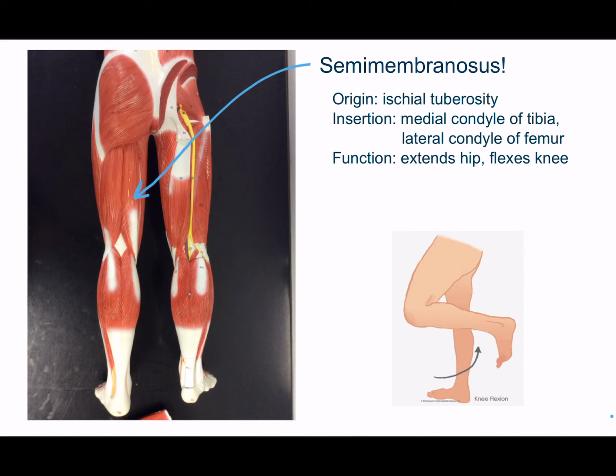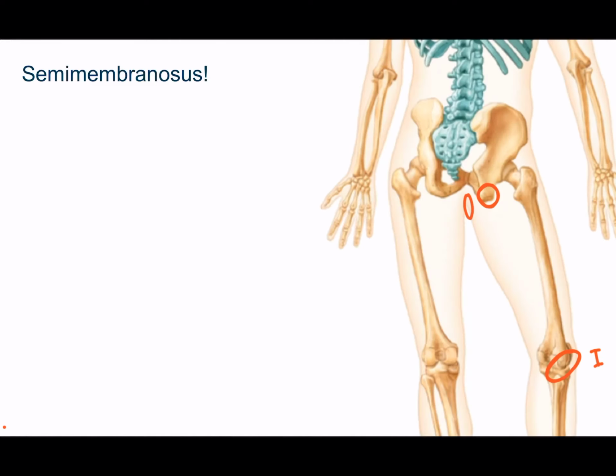The semimembranosus, not to be confused with the tendinosus, originates on the ischial tuberosity and inserts on the medial condyle of the tibia and the lateral condyle of the femur. Its function is to extend the hip and flex the knee. Same thing. They work as a team. So you see here, if this is your muscle, it's going to pull your knee.